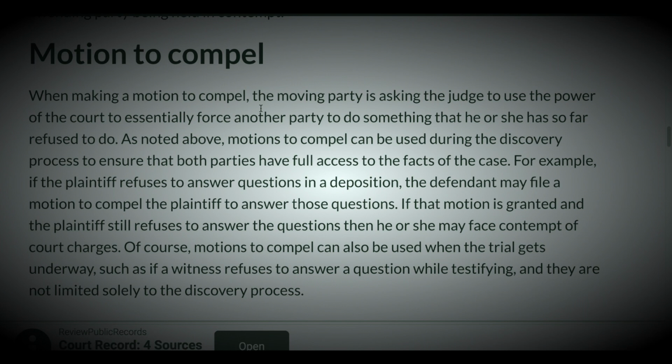For example, if a plaintiff refuses to answer questions in a deposition, the defendant may file a motion to compel the plaintiff to answer those questions. If that motion is granted and the plaintiff still refuses to answer the questions, then he or she may face contempt of court charges. Of course, motions to compel can also be used when a trial gets underway, such as if a witness refuses to answer a question while testifying, and they are not limited solely to the discovery process.